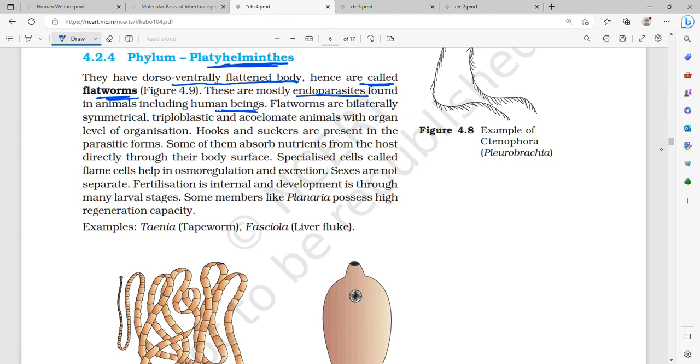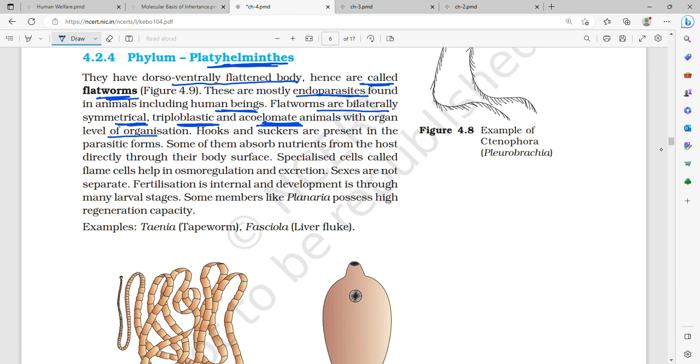Ecto, such as Cuscuta, that plant, is an ectoparasite. Then leech is also an ectoparasite, and so is a tick. Flatworms are bilaterally symmetrical. From platyhelminthes till hemichordata, except for adult echinoderms, all are bilaterally symmetrical. Then triploblastic: from platyhelminthes till hemichordata, all are triploblastic. They have ectoderm, endoderm, and mesoderm. They are acoelomate, that is, they do not have a body cavity.